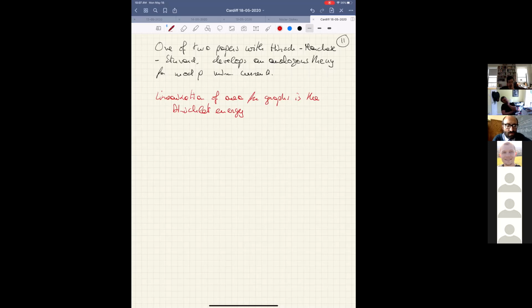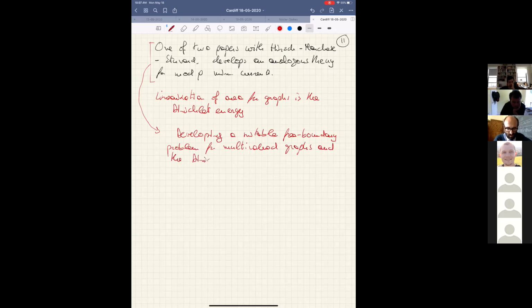And in a sense, this first paper over here is developing a suitable free boundary problem for multivalued graphs and the Dirichlet energy in terms of the examples that we just had.